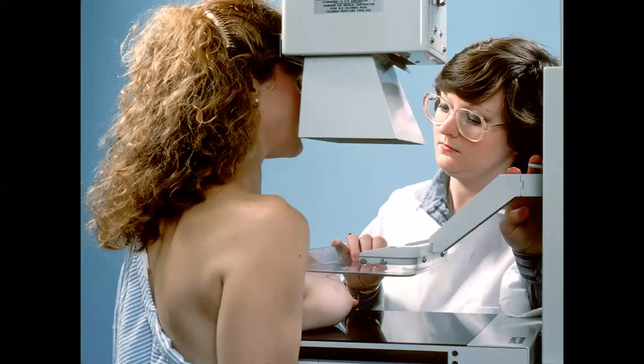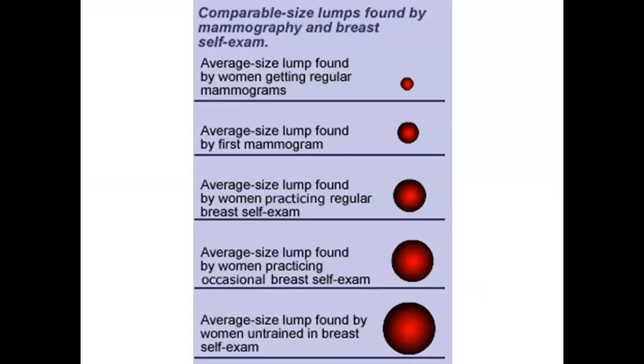Mammogram is the next step. If there is a lump, the first step is self-breast examination. If there is a lump, you have to consult a doctor. The doctor is first going to advise a mammogram. Mammogram means x-ray of the breast. In mammogram, we always go for a bilateral mammogram. If there is a lump in one breast, you have to take an x-ray of the other breast also.